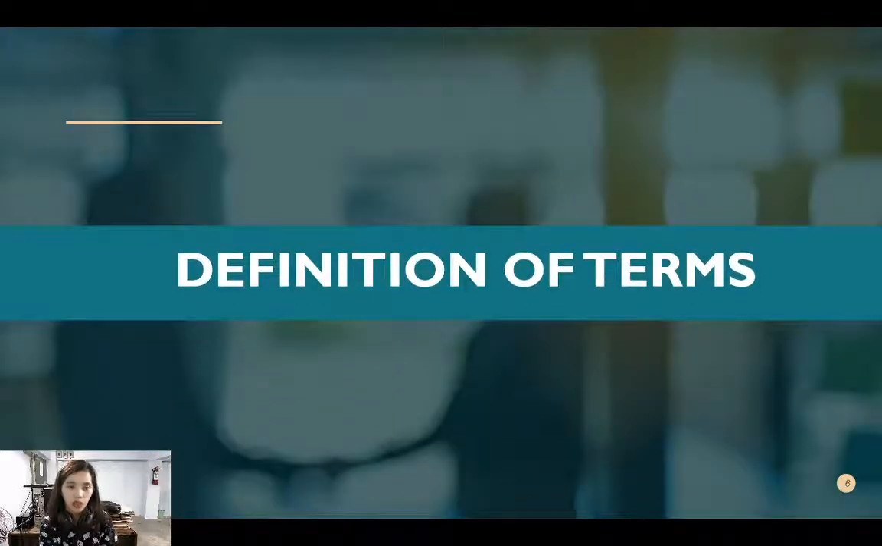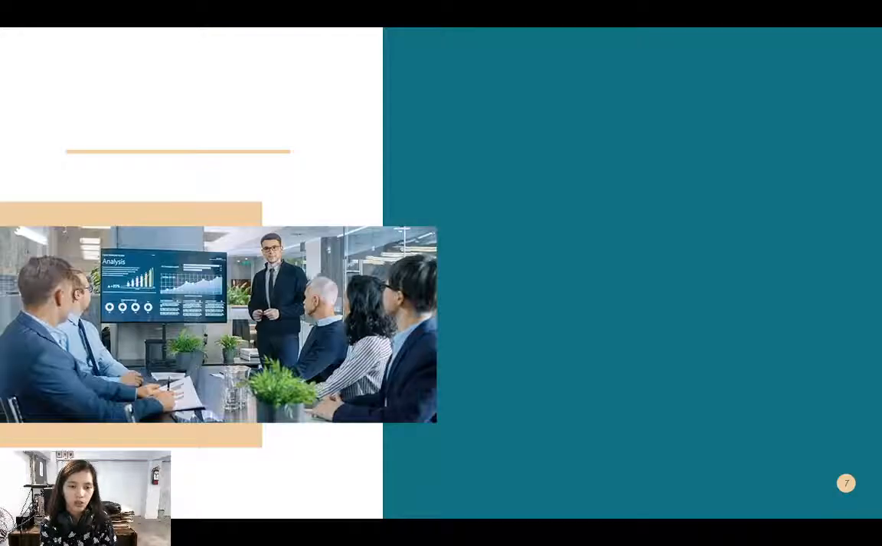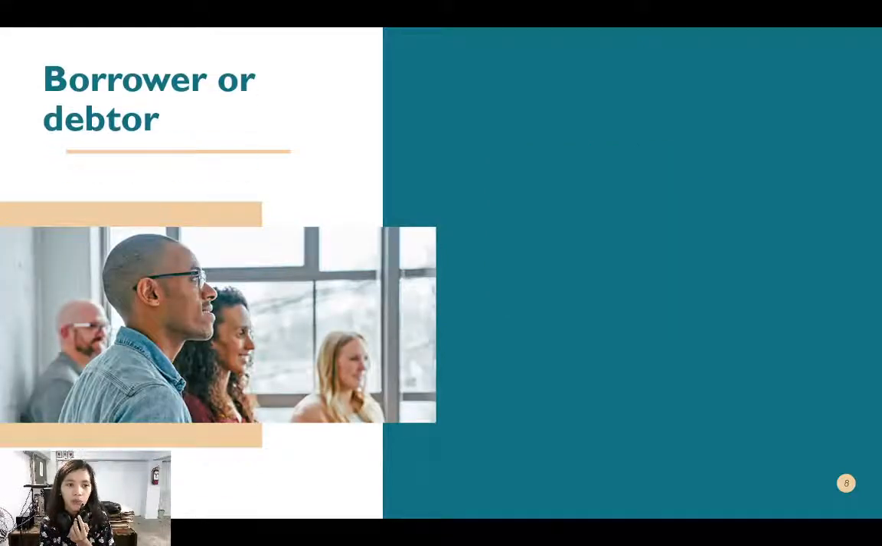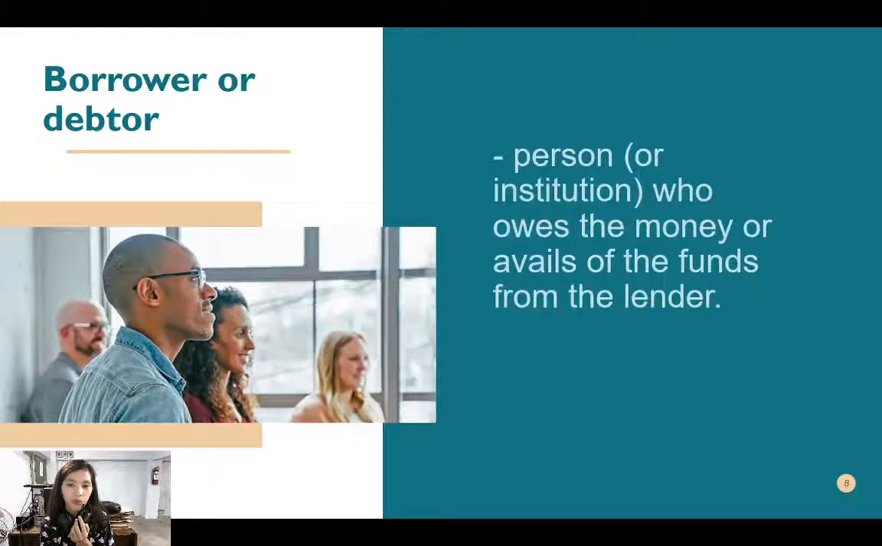So, para mas maunawaan, here are the definitions of terms. Lender or creditor. They are the person or institution who invests the money or makes the funds available. So, kalimitan sila yung mga, sa Tagalog, sila yung nagpapautang, katulad ng bangko, yung mga nagpapa 5-6, mga Bombay, ganyan. Sila yung mga lender or creditor. How about the borrower or the debtor? They are the person or institution who owes the money or avails the funds from the lender. Sila yung mangungutang in Tagalog.